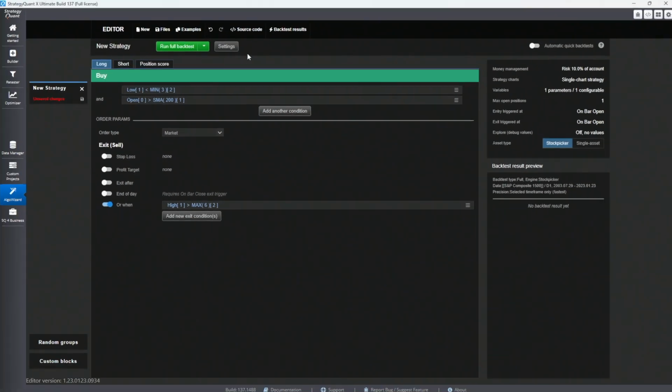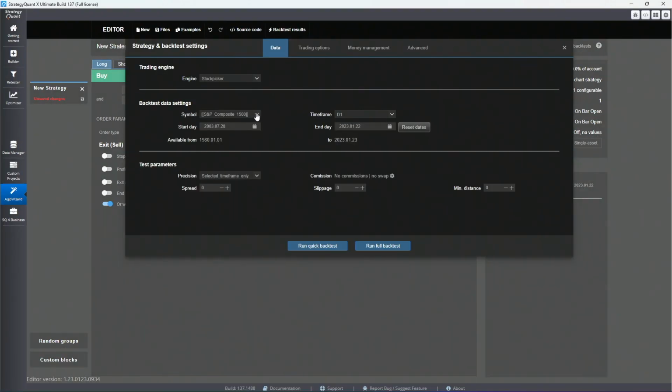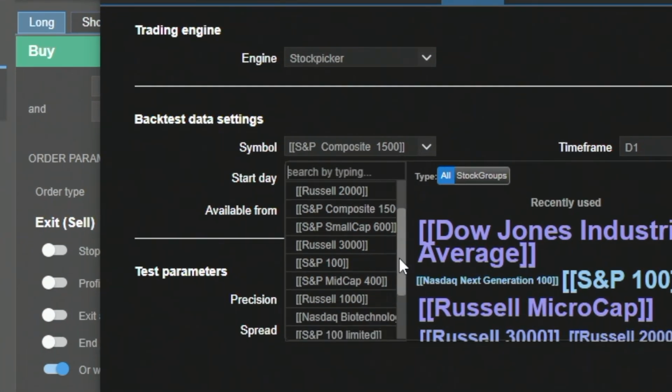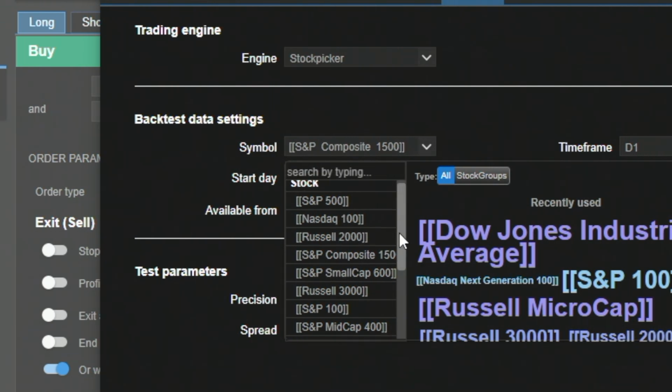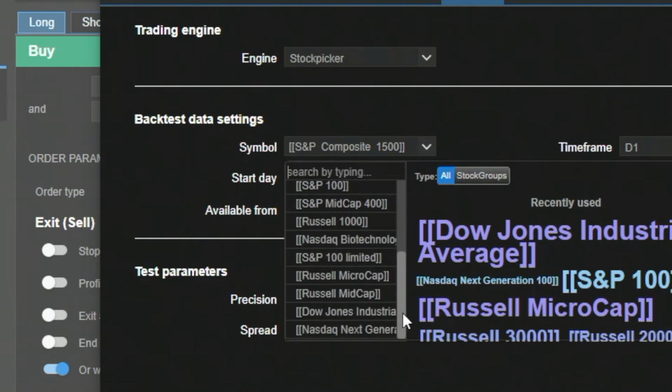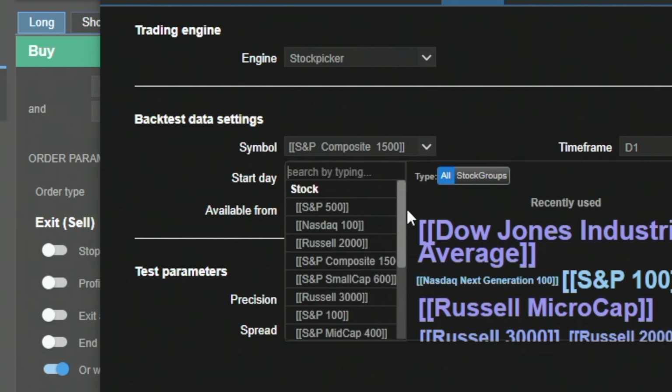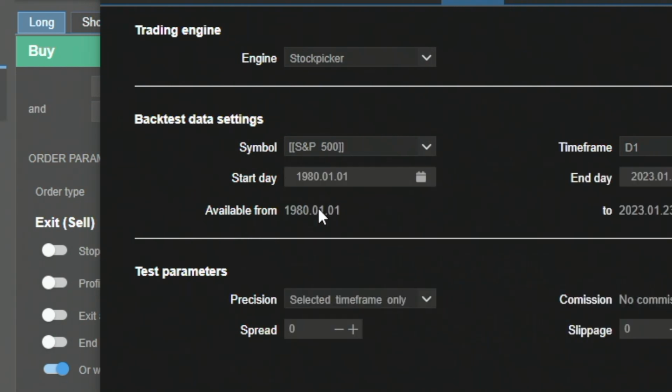Because we picked this on stocks, we now have stock groups. So you can see we don't have the symbols for futures and currencies and single stocks. We only have groups of stocks. So these groups are already built in, and you can build your own. So I will use the most popular, the S&P 500 index.